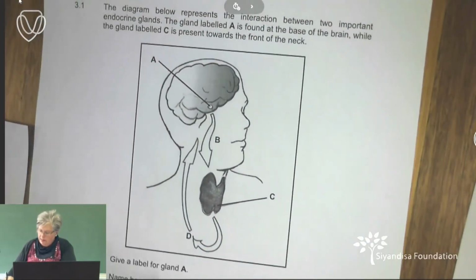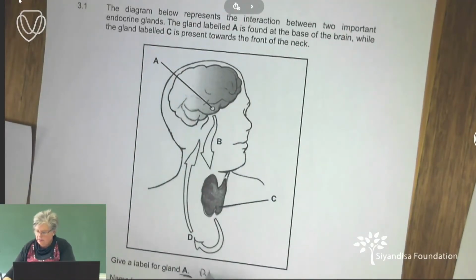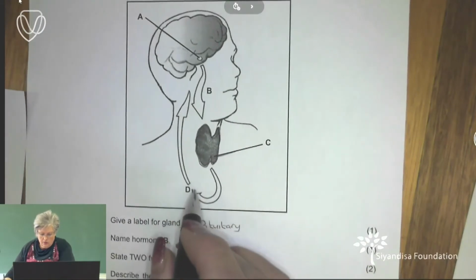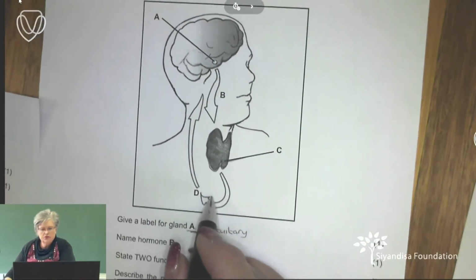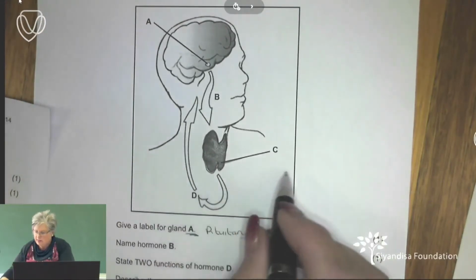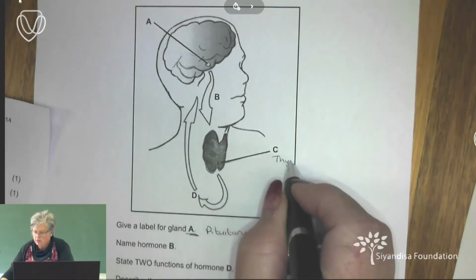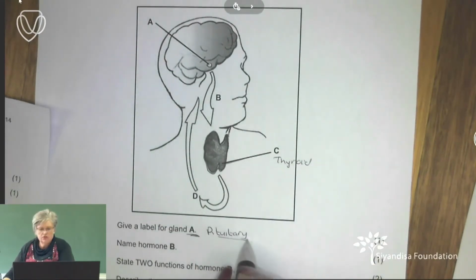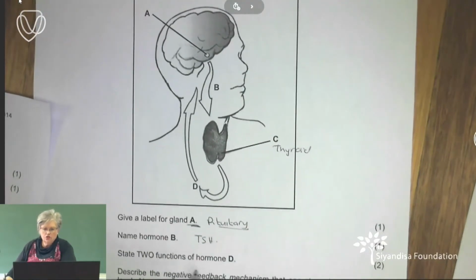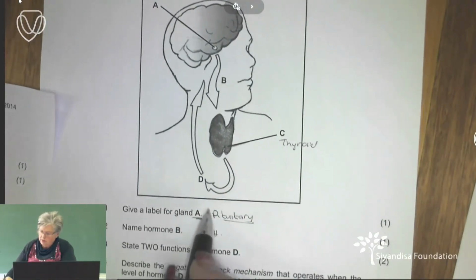Okay, so what is gland A? Gland A is my pituitary gland. What is my hormone B? What does the pituitary gland send? Before we can know that, we must know what is C. So C is the thyroid gland. So what does the pituitary gland release? Thyroid stimulating hormone.